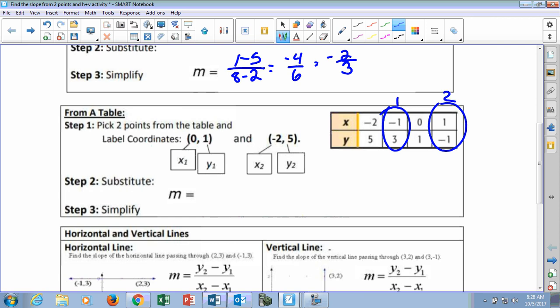All right, so y2 minus y1, so -1 minus 3, and x2 minus x1, 1 minus -1. What's -1 minus 3? Not -2. -4. And 1 plus 1 is 2. What's -4 over 2? Pick three different sets of points. All came up with the same answer.